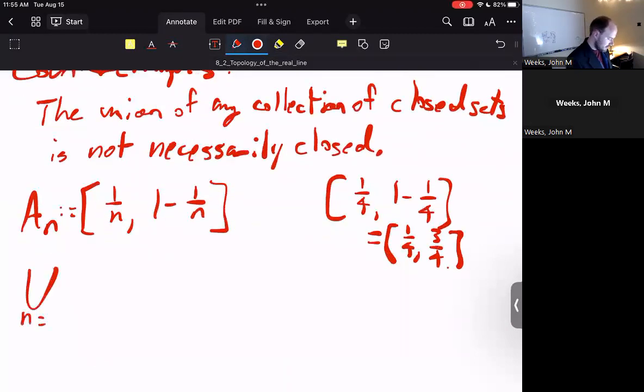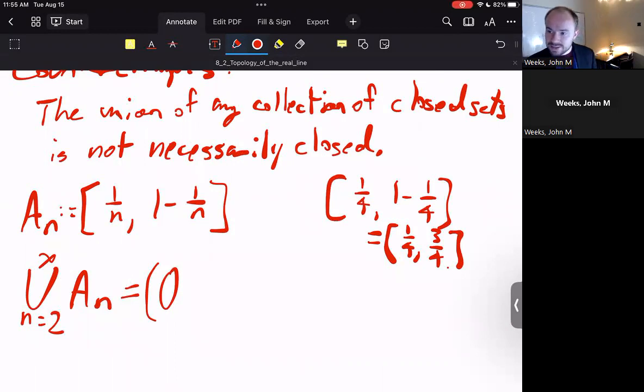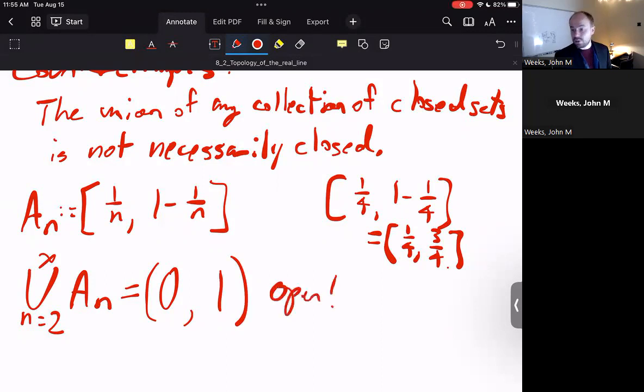However, the union of each of these A_n is going to be what? Any ideas? Can it contain its limit points? Can it contain 0? If it contains 0, you have to say what set it's in. It's going to have to be in some A_n. But no set A_n contains 0, because notice, it all stops before you get to 0, regardless of what n is. But it will include any other point before that. So notice that this union is just going to be the open interval from 0 to 1. This is open, not closed.